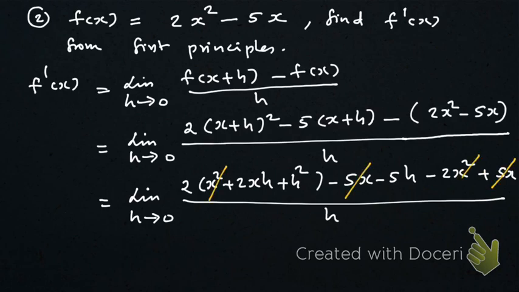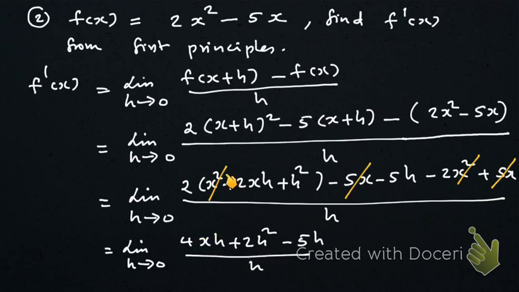Divided by, you still have h, and I try to cancel some of the like terms. I have a minus 5x here, which cancels with plus 5x. If I open the bracket, it will be 2x square, which will cancel with minus 2x square. The remaining terms when I copy, so it is 2 into 2xh is 4xh, 2 into h square is 2h square, there is minus 5h, by h.